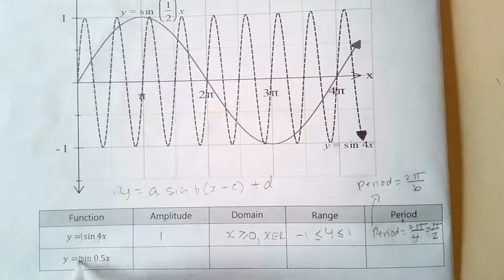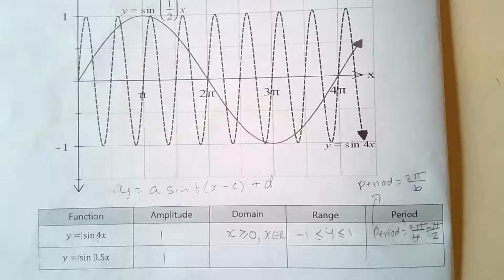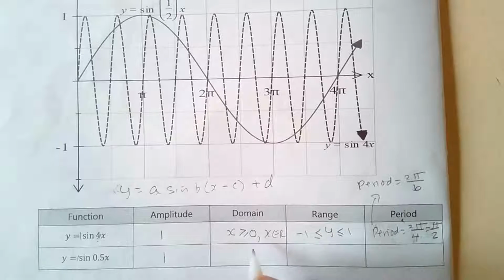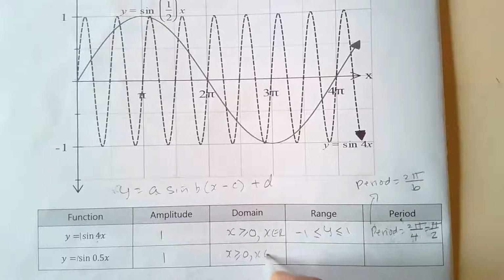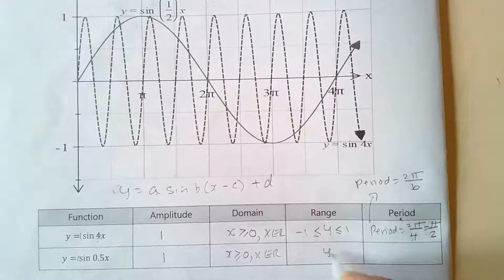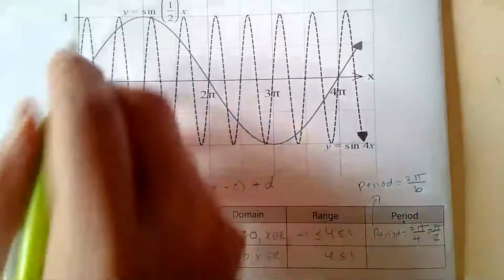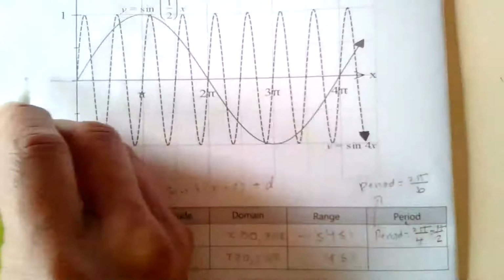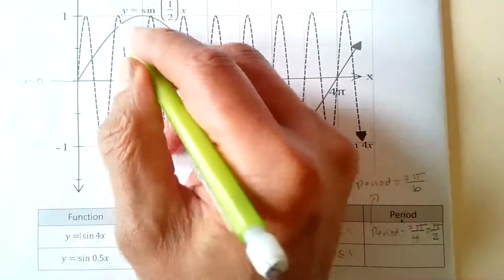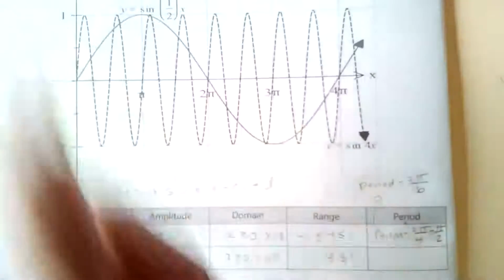The next one, the amplitude is 1. The domain will be the same: x is greater than or equal to 0, where x is a set of real numbers. The range is still -1 to 1, because your midline is still 0. This is your midline here. So your amplitude is 1, so it's from maximum, minimum to maximum.